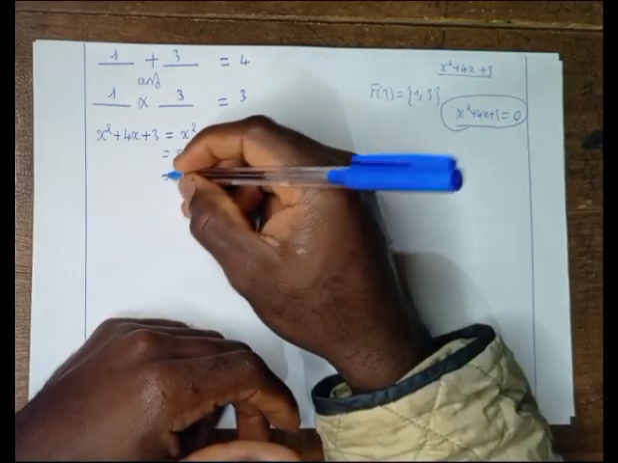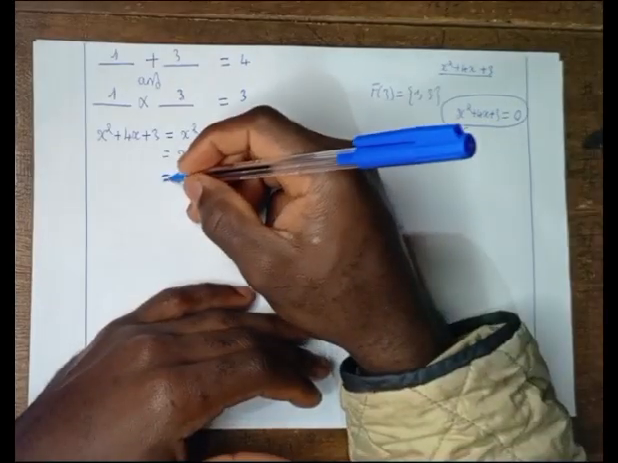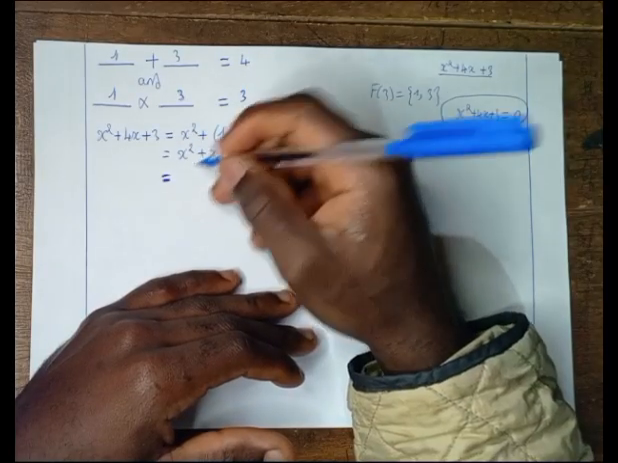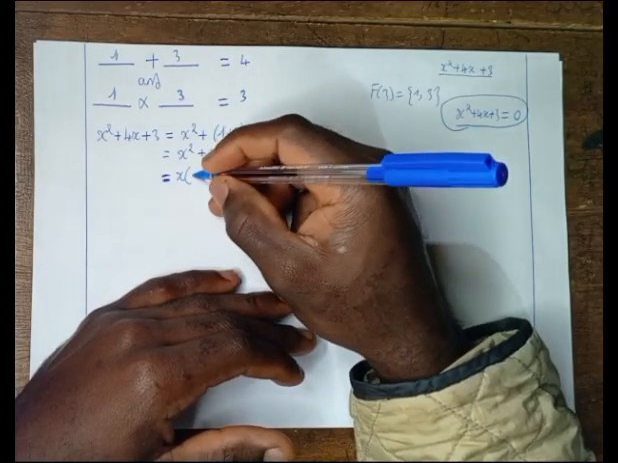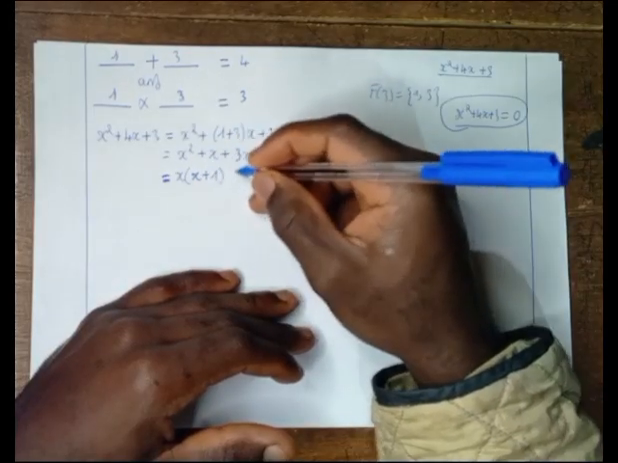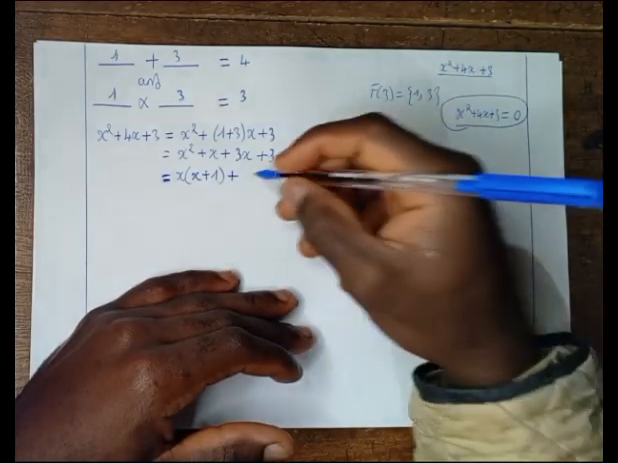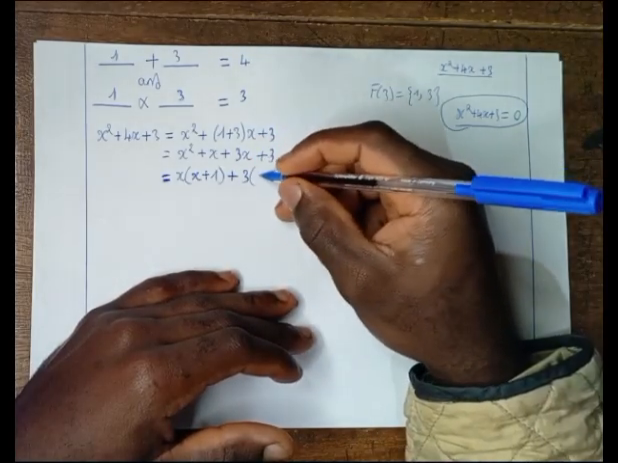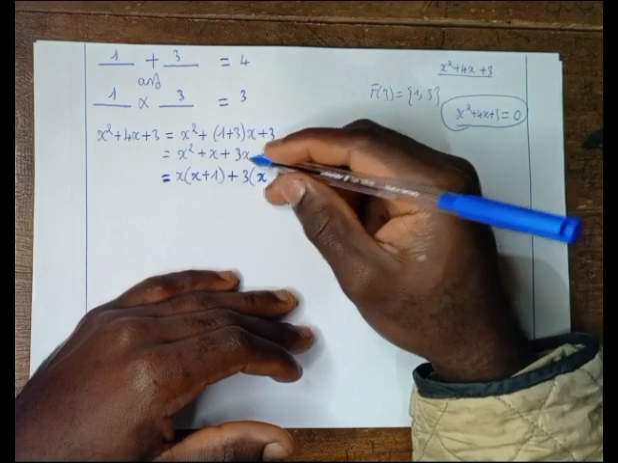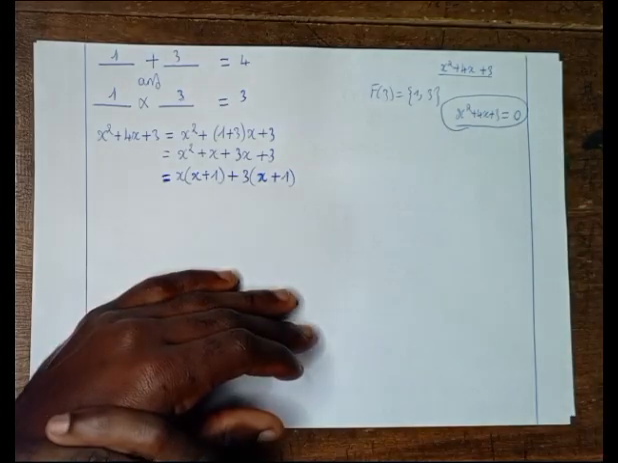Next, I'll take the terms in pairs, then I'll factor out what's common. X squared and x here, x is common. I know x times x will give us x squared plus x times 1 will give us x plus these two terms here. 3 is common, so I'll factor out 3. I know 3 times x will give us 3x plus 3 times 1 will give us 3.